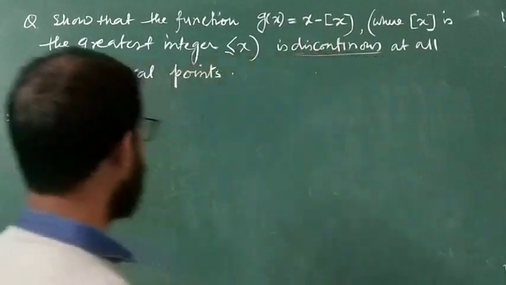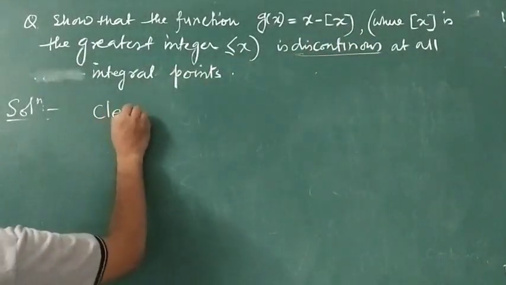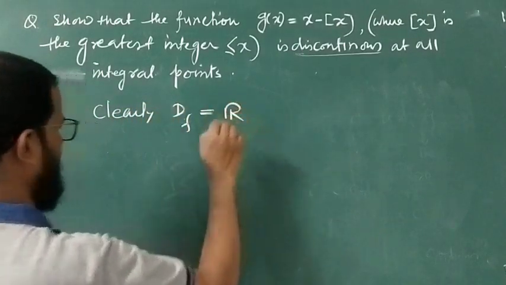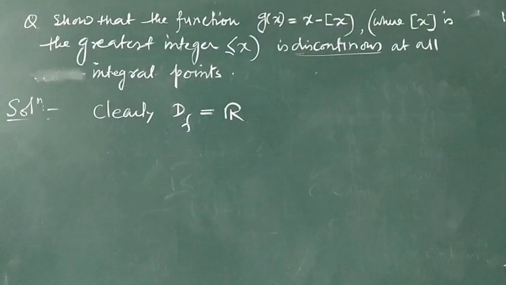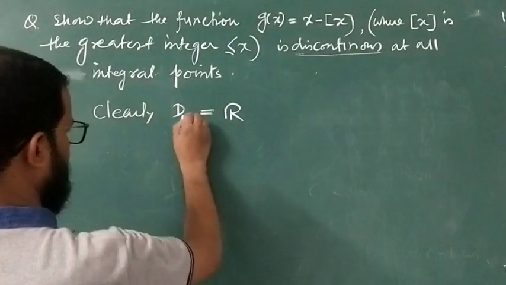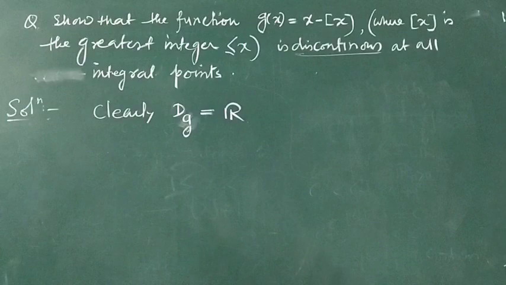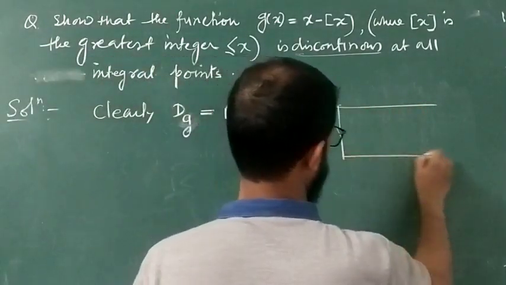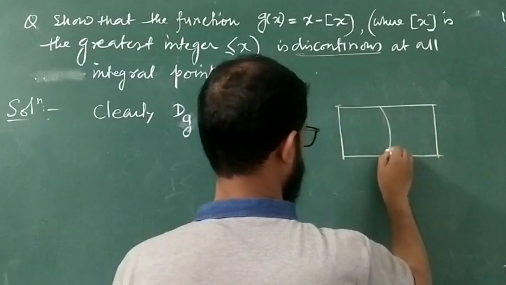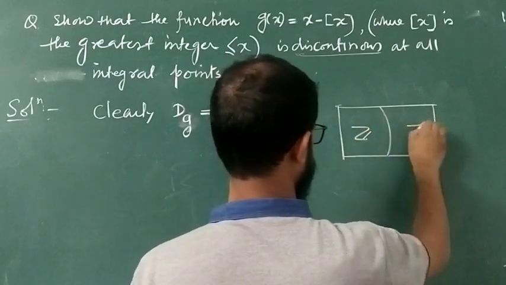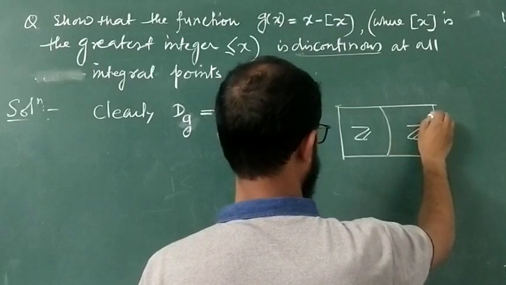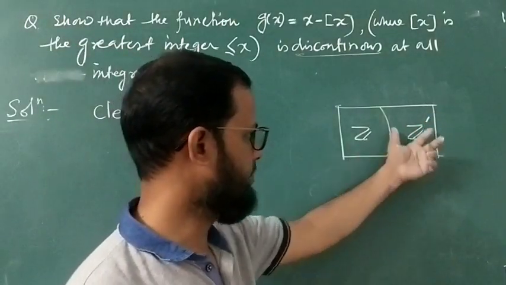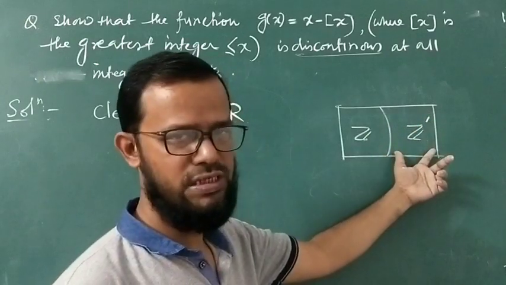Clearly, the domain of F is the set of real numbers. Clearly, the domain of G, yes, not F, is the set of real numbers. So we know that the real numbers contain two types of numbers: integers and non-integers, that is, the complement. Let us first check what is happening in the non-integers.